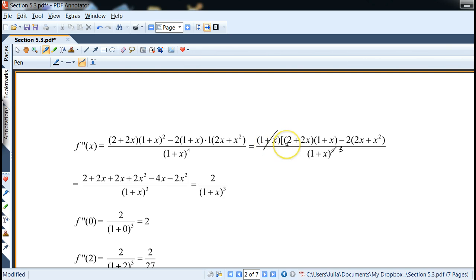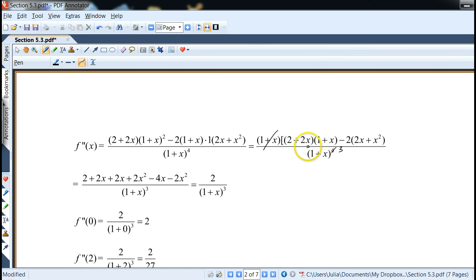And then what we have on the inside is 2 plus 2x. Then 1 of 1 plus x remains. And then we have minus 2 times 2x plus x squared. So notice 1 plus x was gone. And to do this, we can cancel 1 plus x on the front, and we have 3 of them left over in the denominator. And we can combine the rest of the terms.